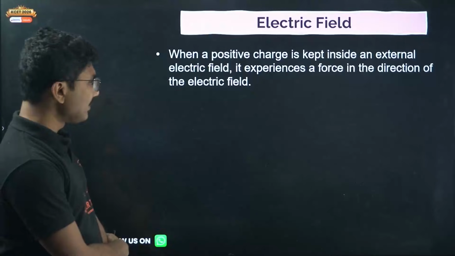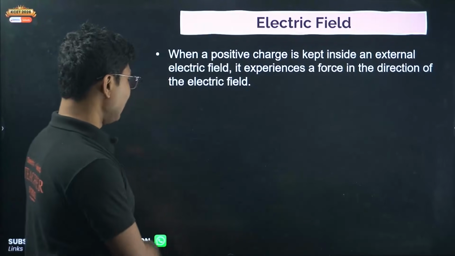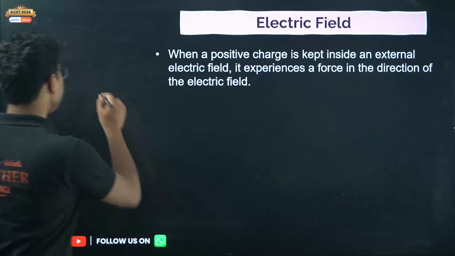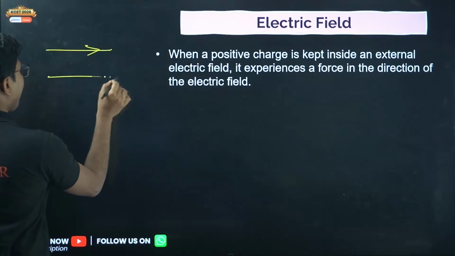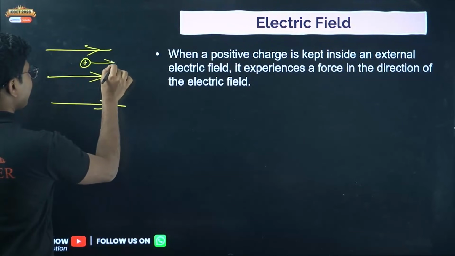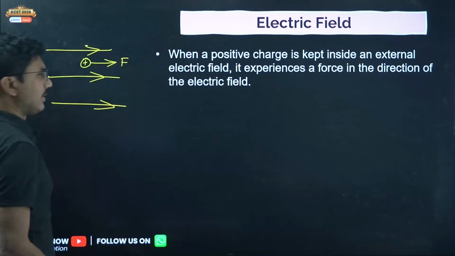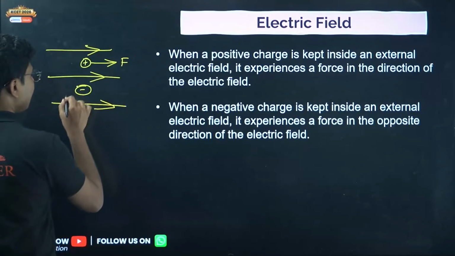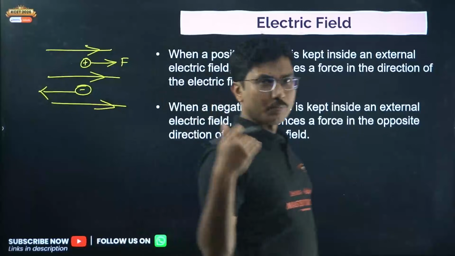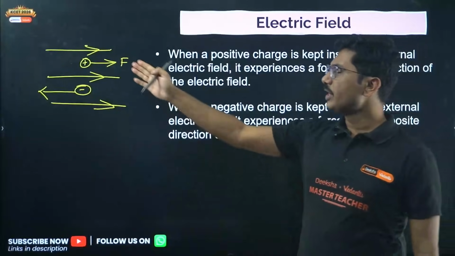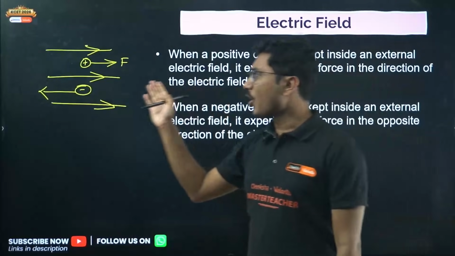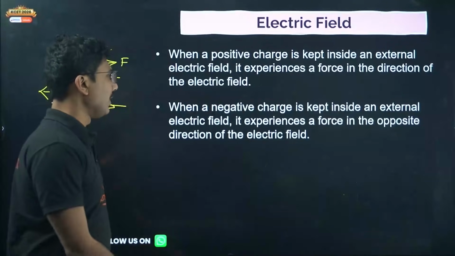Now when a positive charge is kept inside an external electric field, it experiences a force in the direction of the electric field. Suppose we have an electric field. If you keep a positive charge, it will experience a force in the direction of electric field. If it is a negative charge, it will experience a force in the opposite direction of electric field. So positive charges experience a force in the direction of field. Negative charges experience a force in the opposite direction of electric field.